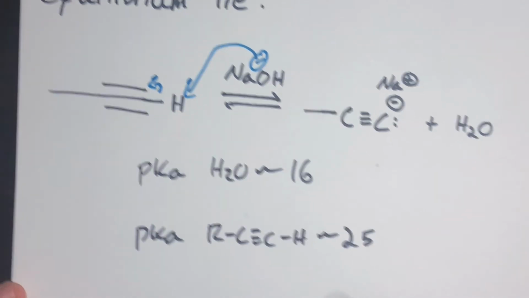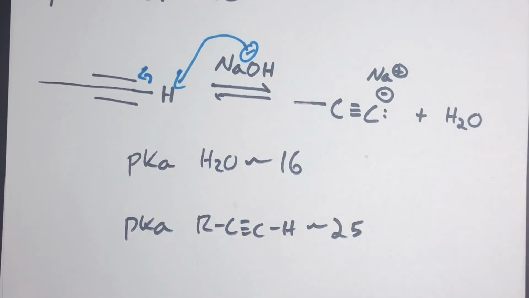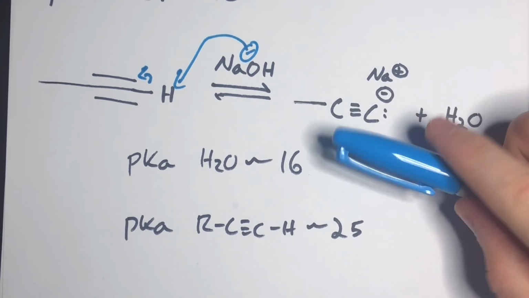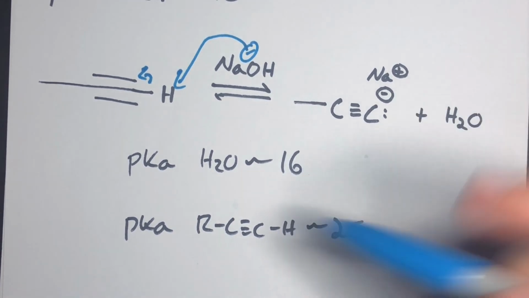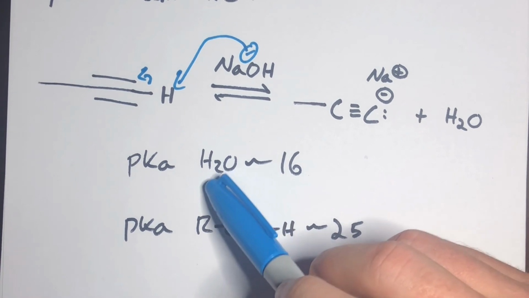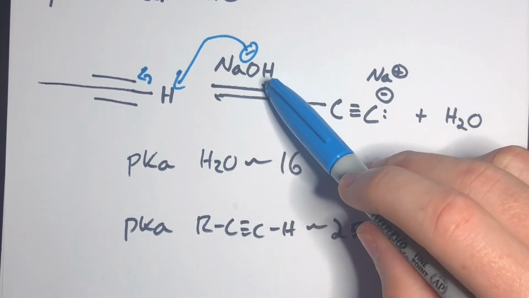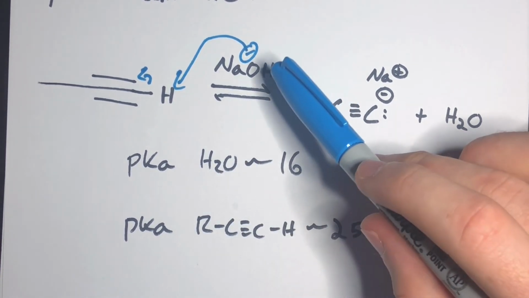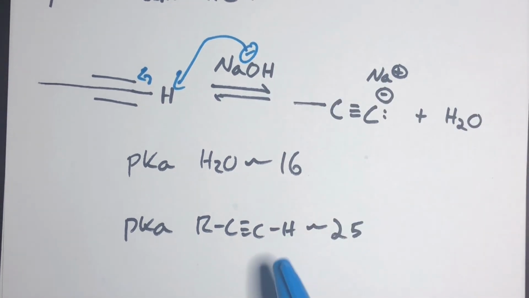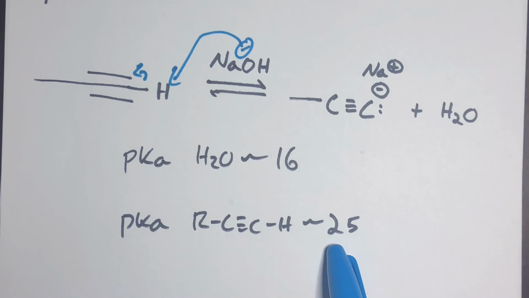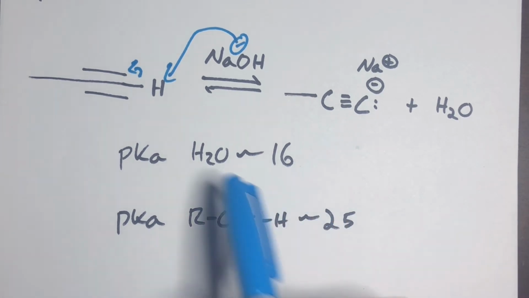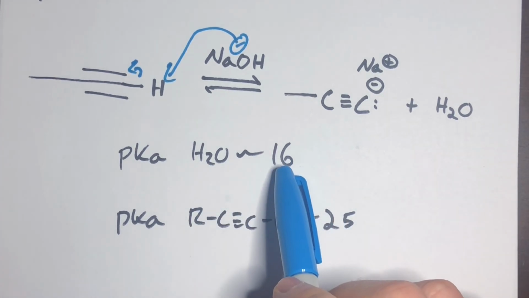So remember, the acid and its conjugate base have a relationship. The stronger the acid, so the lower the pKa, the weaker the conjugate base. So here we have water, H2O. If we remove a proton to make its conjugate base, that would be hydroxide. That is going to be a stronger base than if we remove this alkyne proton, because remember, it is the relationship between the acid and the conjugate base. Since this is a weaker acid, its conjugate base is stronger. This is a stronger acid, so its conjugate base is weaker.